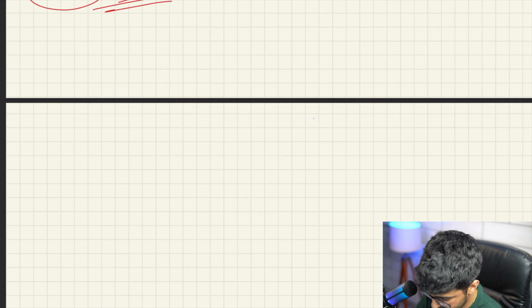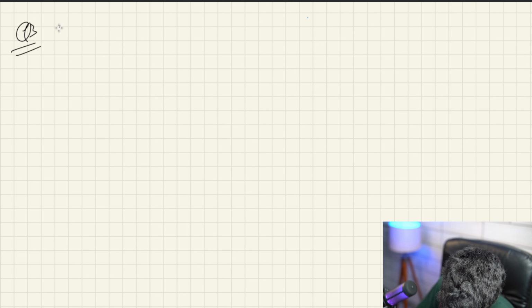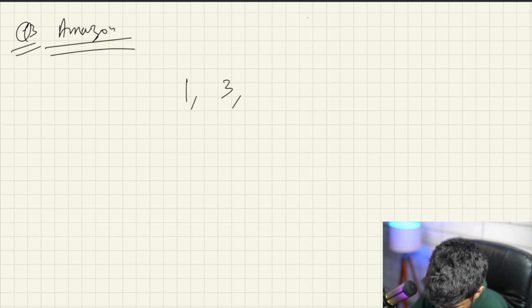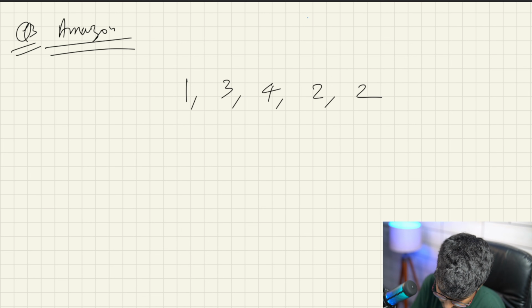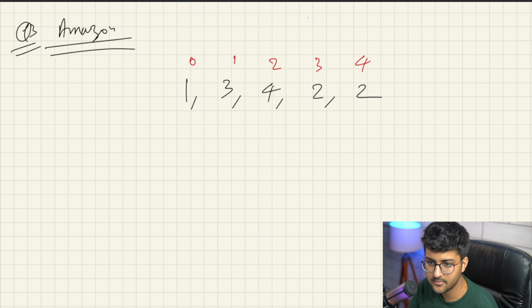LeetCode says find duplicate number. Medium question of LeetCode, Amazon. Question number 3, Amazon. What they are saying: 1 3 4 2 2. Let's try cyclic sort. So index number 0 here, 1, 2, 3, 4. Okay, let's try cyclic sort in this one.